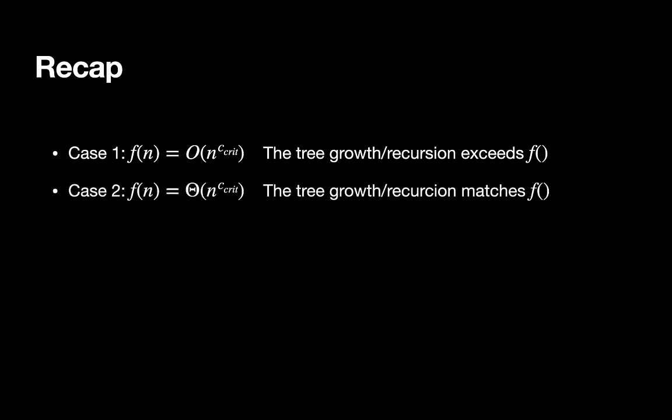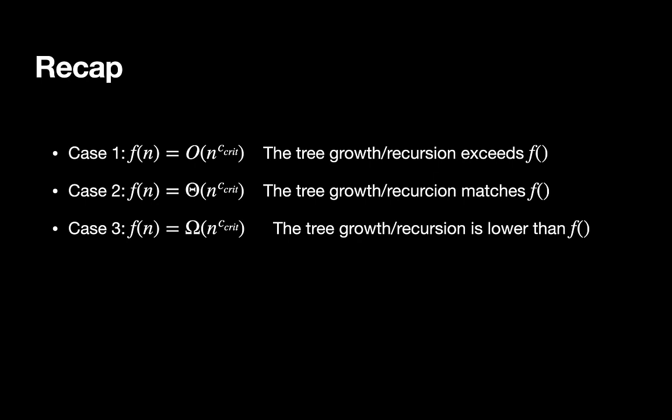Case number 2 is where the effort at each node is pretty much equivalent to the effort it's going to take to build the tree. And the third case is where the effort at each individual instance, each individual node, is greater than the amount of effort it's going to take to grow the tree. Okay, so that's kind of a brief summary of the master method.